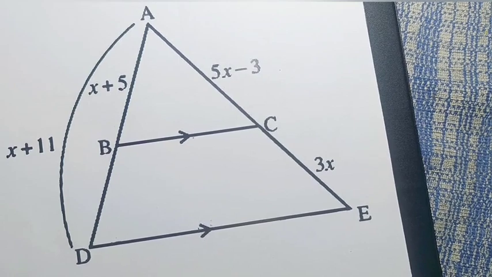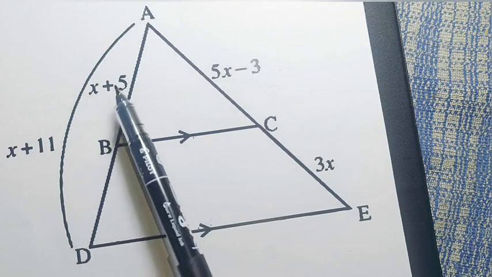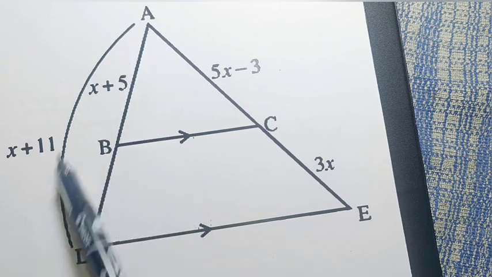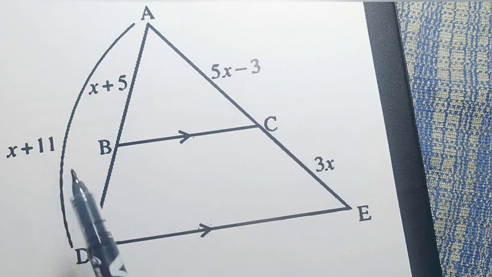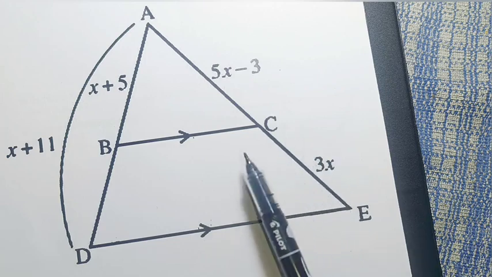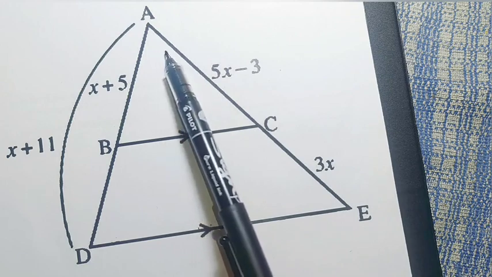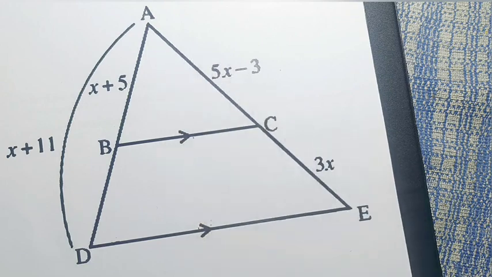Now the question says solve for x. So we need to solve for x here. I'm going to keep it simple. So x plus 5, AB over AD. You can see from A till D this is x plus 11. And I'm going to do exactly the same thing on the right hand side, so it's going to be AC over AE. Have a look.